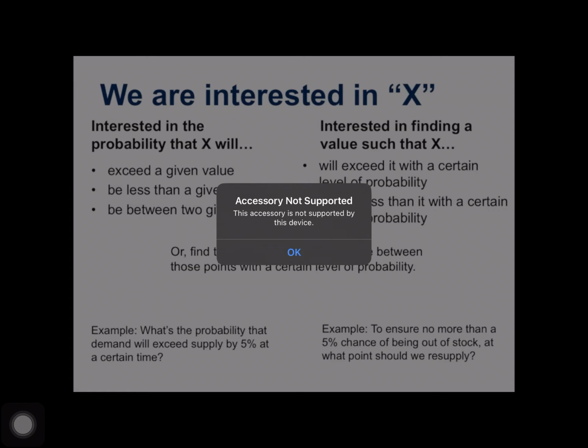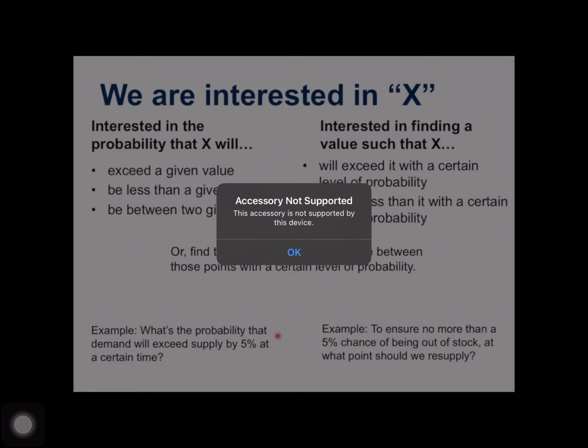All of these are kinds of questions that you could ask and answer using this normal probability distribution. You can also find values such as x that will be between different points. So I have a couple of examples that you might read, questions that utilize this.